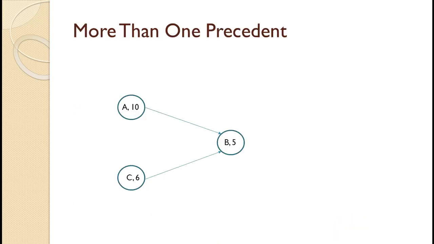An activity can have more than one predecessor. For example, you must put on your pants and socks before putting on your shoes. You can put your pants on first, or you can put your socks on first, but you need to have both of them on before putting on your shoes. That situation is illustrated by the diagram on the slide. A could be your pants, C your socks, and B your shoes.